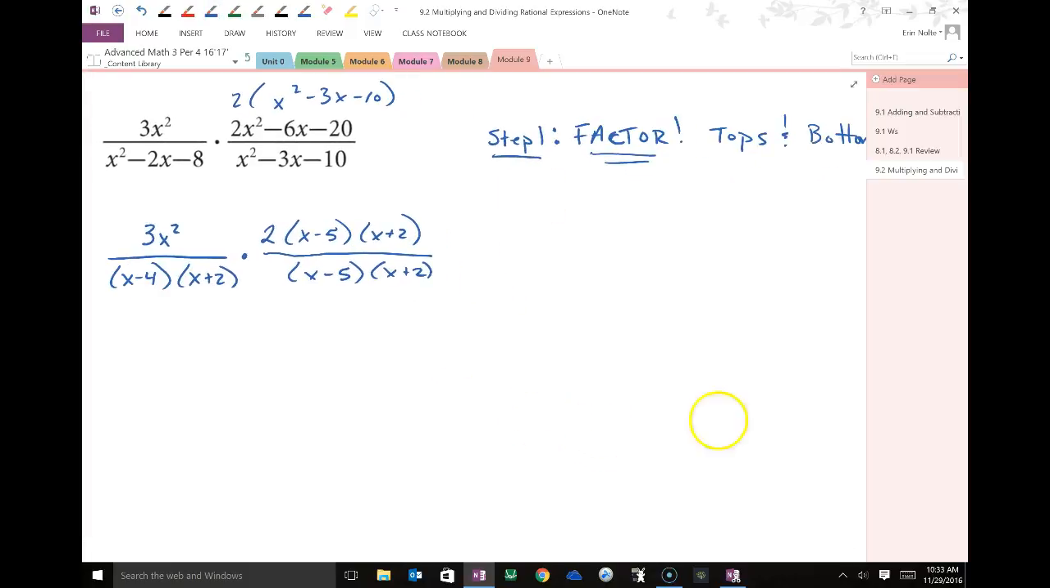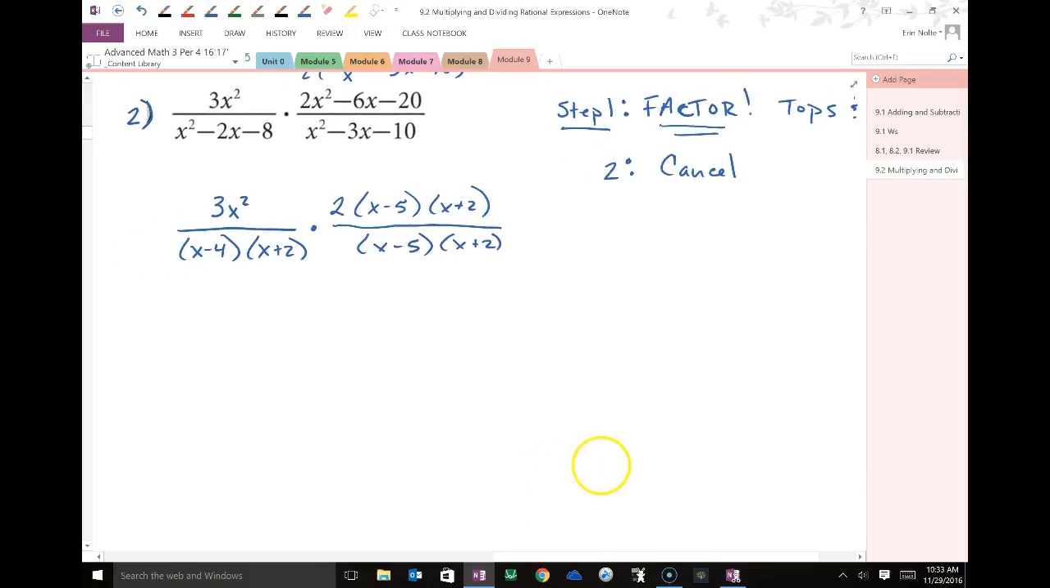Okay, so once I factor, what's my step 2? Cancel. So now step 2, cancel. What things can I cancel? X plus 2. Now, I see 3 x plus 2's. Can I cancel all of them? No, right? I can only do 1 on the top and 1 on the bottom. It's got to be on the top and the bottom to cancel. What else can we cancel? X minus 5's, anything else? No.